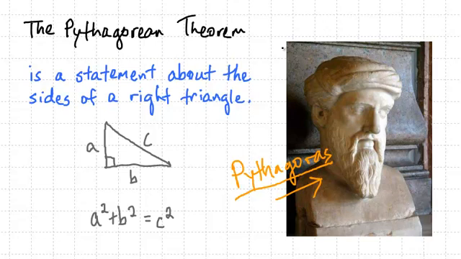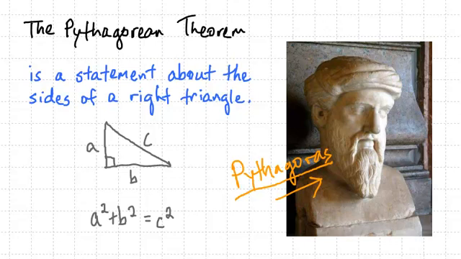The theorem is named after this guy, Pythagoras, who was an ancient Greek mathematician and philosopher. He wasn't the only one to discover it. There were a lot of cultures in ancient times that knew about this theorem. It just so happens that we named it after him.